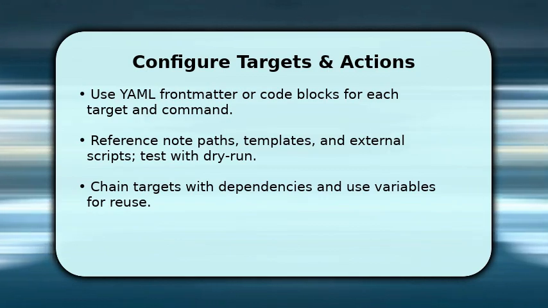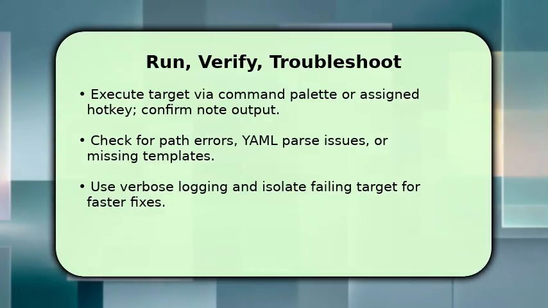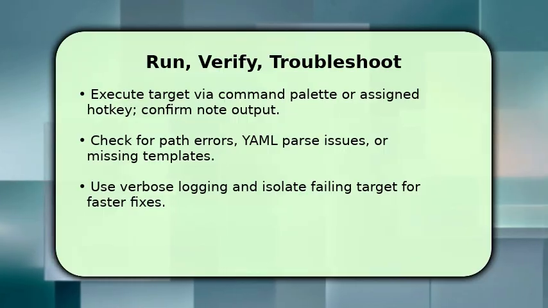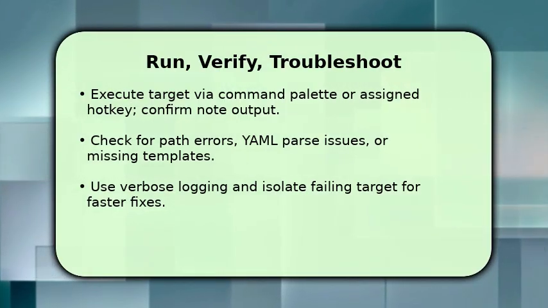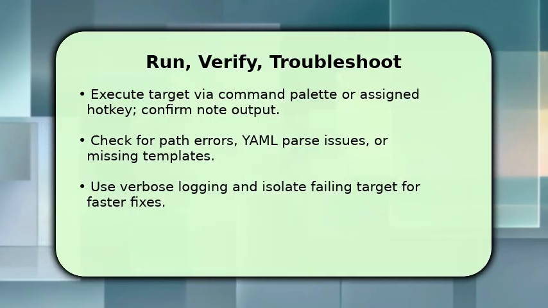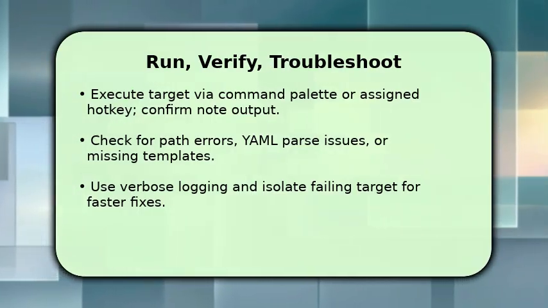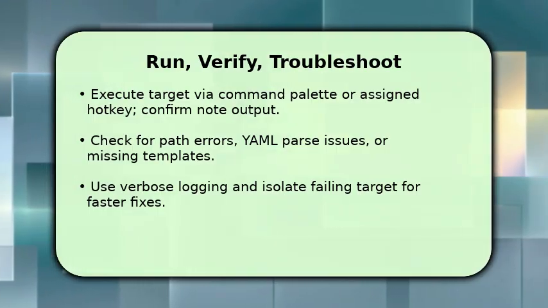You execute your final workflow using the command palette or hotkey and inspect the generated notes for expected front matter, links, and content. If things go wrong, check for path mismatches, YAML parsing errors, or missing template names. These are the usual culprits. Once identified, run the failing target in isolation with verbose logging to see detailed errors.